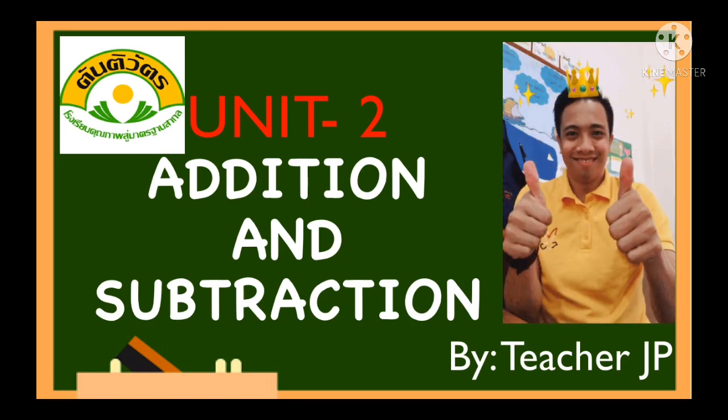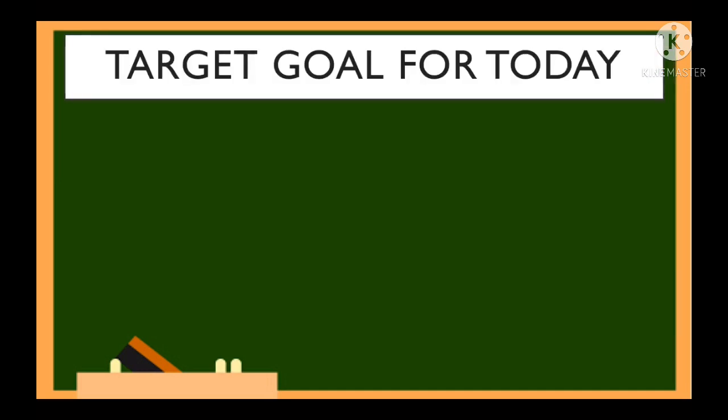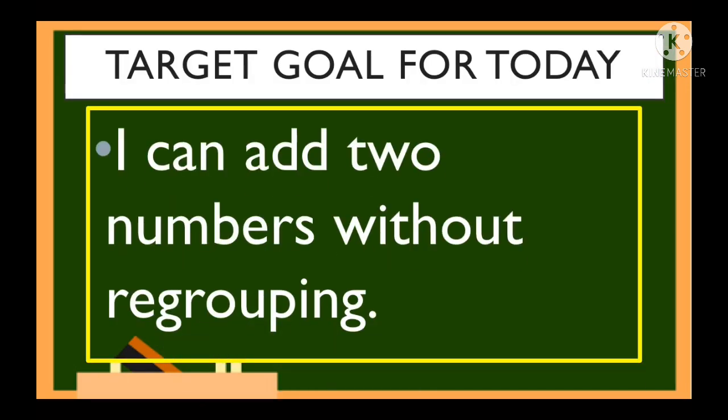Alright, but before that, let us read first our target goal for today. We only have one target goal, and that is I can add two numbers without regrouping. Okay, so let us do a recap or review on our past lesson. Please listen to Teacher JP number 2. He will explain the past lesson, and then we will answer some questions after he discusses.